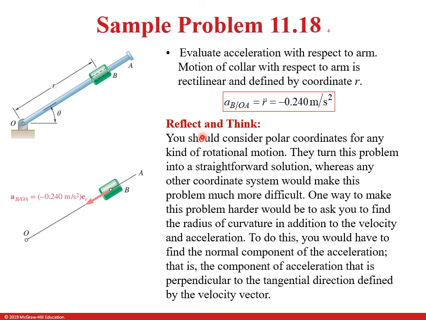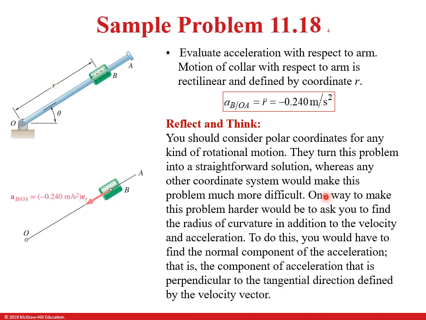So, if we reflect and think on this, you should consider polar coordinates for any kind of rotational motion. They turn this problem into a straightforward solution, whereas any other coordinate system would make the problem much more difficult. One way to make this problem harder would be to ask you to find the radius of curvature in addition to the velocity and acceleration. To do this, you would have to find the normal component of the acceleration, that is the component of acceleration that would be perpendicular to the tangential direction defined by the velocity vector.